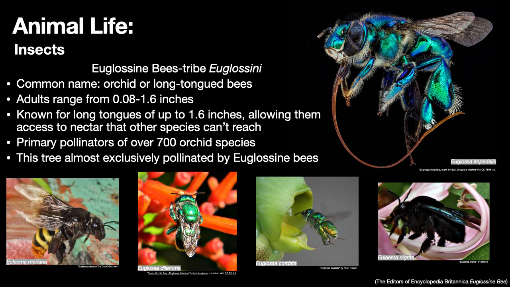Euglossine bees are a diverse tribe of bees otherwise known as orchid or long-tongued bees. They are primary pollinators of over 700 orchid species and are almost the sole pollinators of the Brazil nut tree.